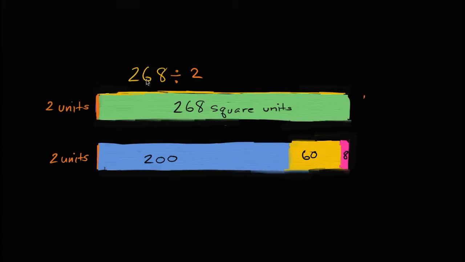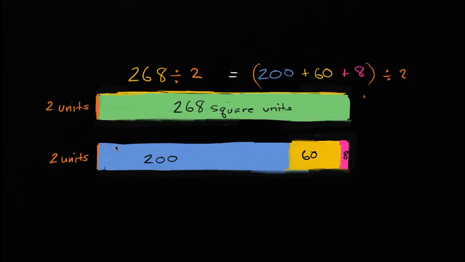All I did is I took the 268 and I said, well, this is the same thing as 200 plus 60 plus 8. I just broke up the 268 into things that are easier to divide by 2, and now I could take each of them and divide by 2.